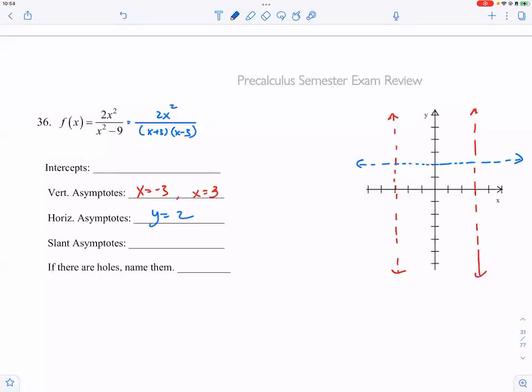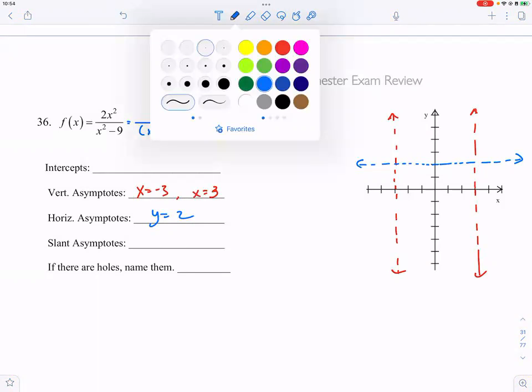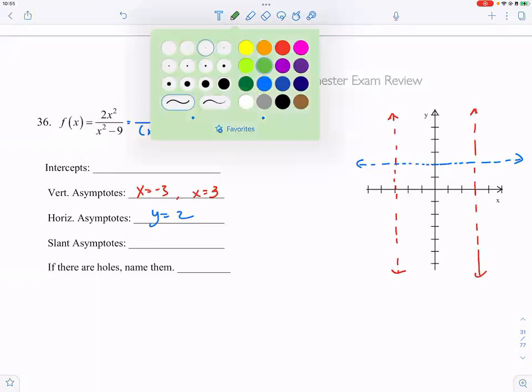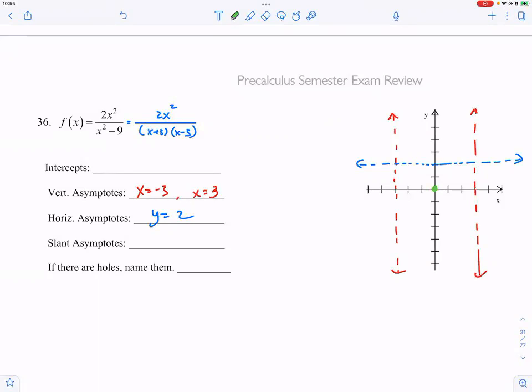All right, and now let's look at the intercepts. We will have an x and y intercept at 0, 0, because when x is 0, we have 0 over -9. So the x and y intercept will be 0, 0. I think that's the only intercept that we will have.